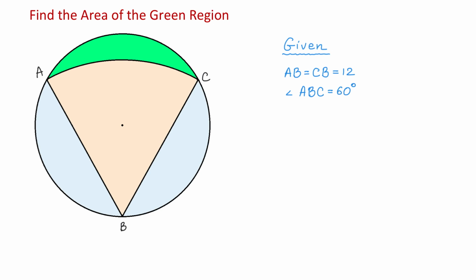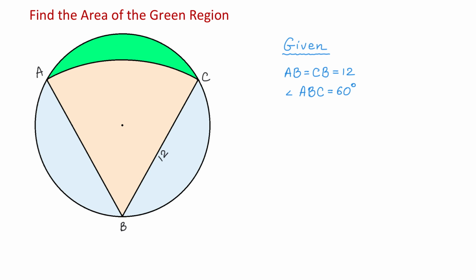In this figure, we have a circle, and inside this circle, we have a sector ABC that is part of another circle. The radius of this sector is 12 units, so AB is 12 units and CB is also 12 units. You can think of a sector as a slice of a circle. The angle ABC measures 60 degrees and we need to find the area of the green region.